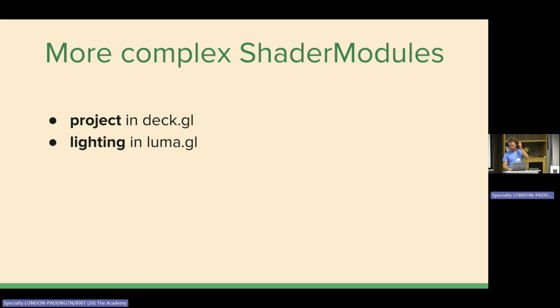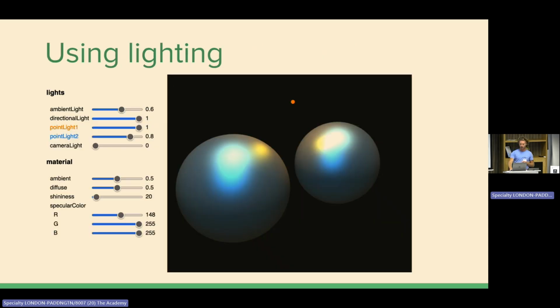So here are some examples of more complex shader modules that we have within the ecosystem of the project: the shader module in Deck.gl, and the lighting in LumaGL. I wanted to go a little bit into these to show how you can pull these into custom layers, because I think there are some quite cool examples of things that you can do. I'm going to focus on the lighting module, which is used in a handful of layers. This is just an example from the Deck.gl website, where you can play around with some sliders to get some nice lighting.